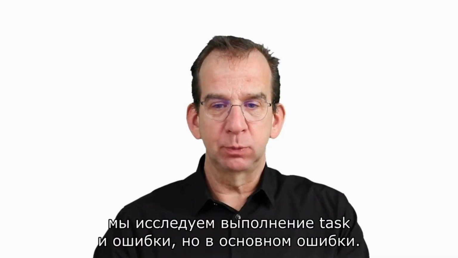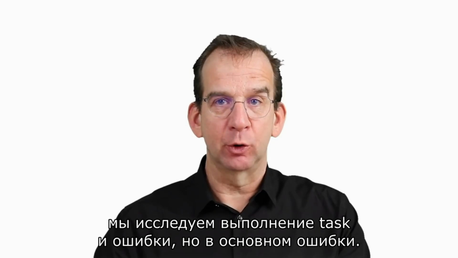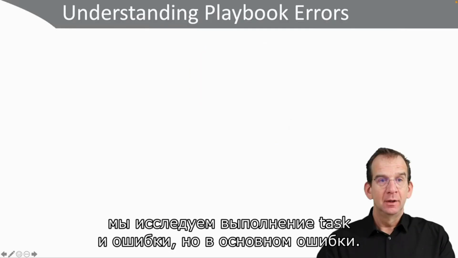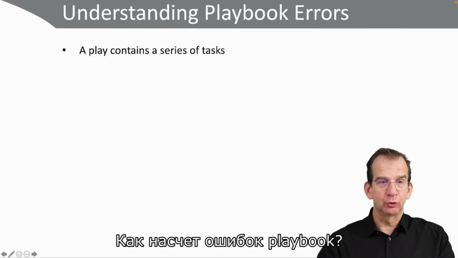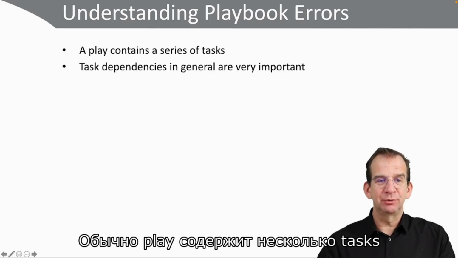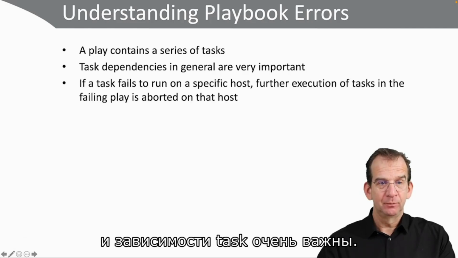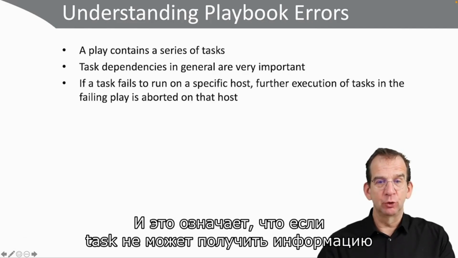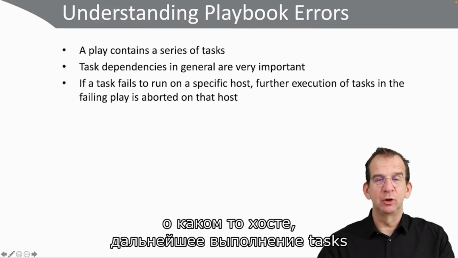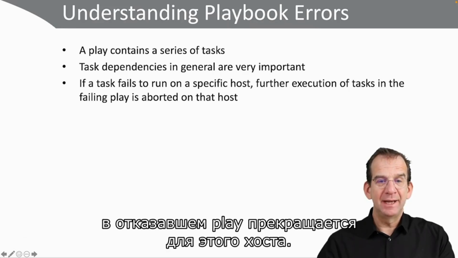In this video we will explore task execution and errors mainly. So how about playbook errors? Well, a play contains a series of tasks, and task dependencies in general are very important. And that means that if a task fails to run on a specific host, further execution of tasks in the failing play is aborted for that specific host.